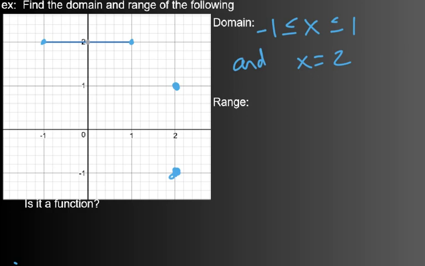For the range, I would just look, now on the y-axis, and I can see I get a -1 and a 1, so y can equal -1 and 1. And I also get 2, but that's it, right? So if you just have a few y values that you see in the picture, just literally list them like the way I did here. You don't want inequalities because you don't want to say all the stuff between them also, just these 3 points. And the last question down here, is this thing a function?